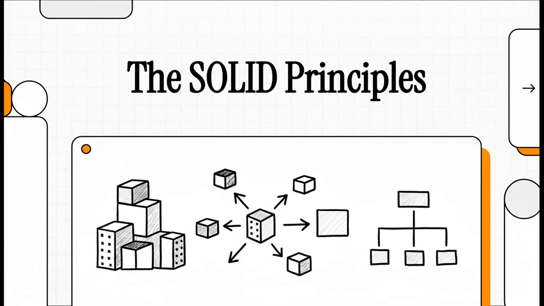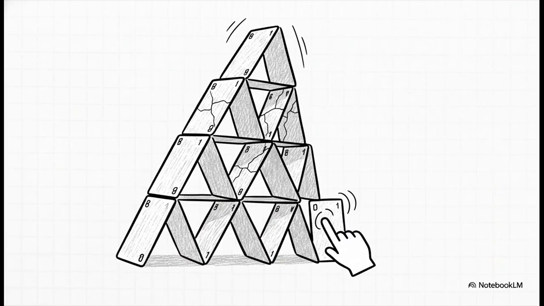Today we're diving into 5 principles that can take your code from a fragile mess to something that's actually robust and built to last. They're called SOLID, and they're all about making your software easier to understand, more flexible, and way more maintainable.